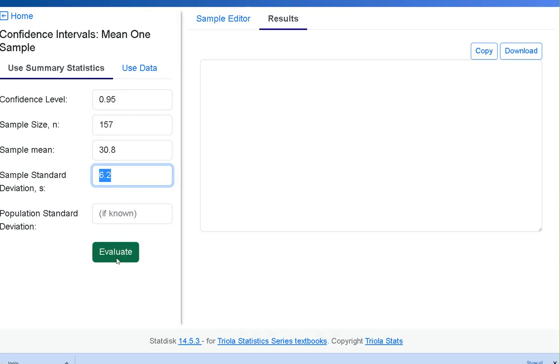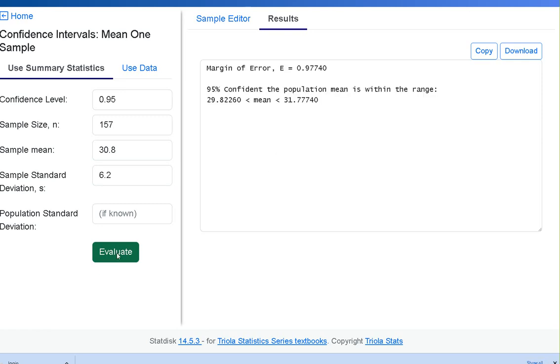And this is the nice part. This used to be like 5 minutes of work back in the day when I was teaching this just out of a book with a simple calculator. There you go. Bam. So our confidence interval is between 29.8 and 31.77. So let's write that down.